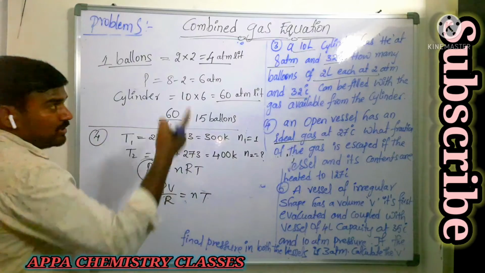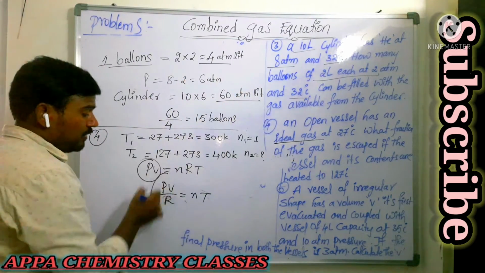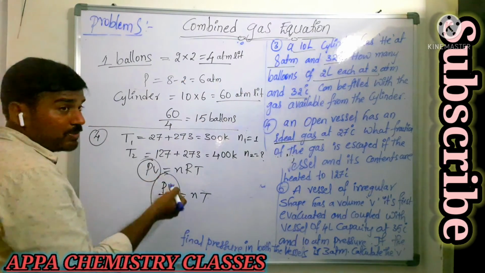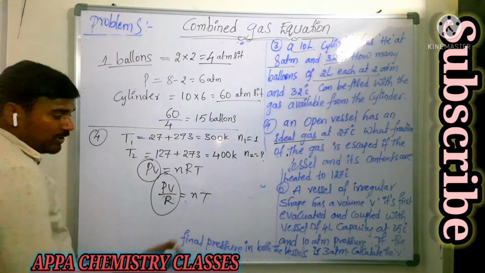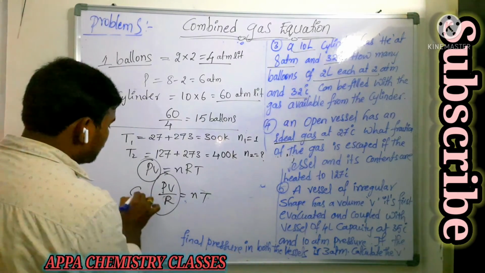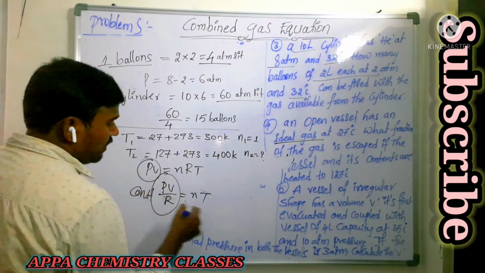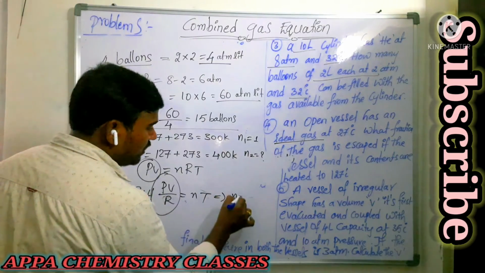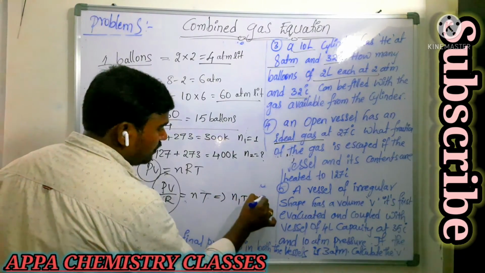It will remain constant. Just now we had seen in the graph, the product of pressure and volume will remain constant for an ideal gas. PV is equal to constant. So if it is constant, what happens from this? n1 T1 is equal to n2 T2.